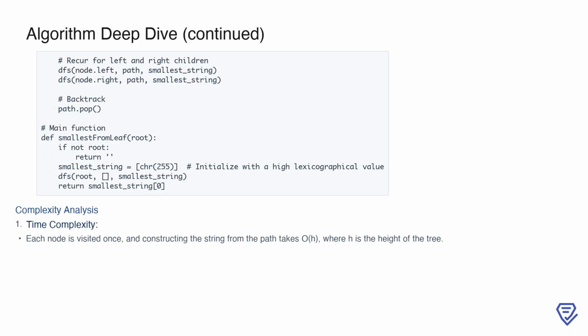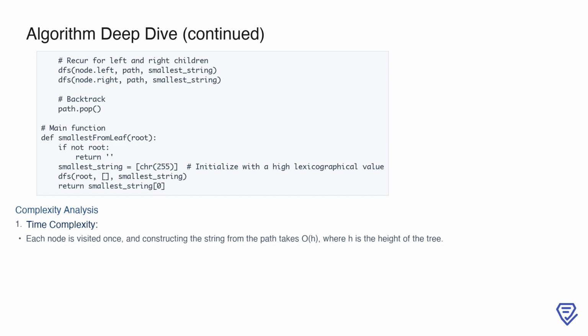The main function, smallest_from_leaf, initializes the global variable smallest_string with a very high lexicographical value to ensure that any valid path will replace it. If the tree is empty, the function simply returns an empty string. Otherwise, it calls the DFS function starting from the root, with an empty list representing the initial path. Once the traversal is complete, the global variable will contain the lexicographically smallest string, which is returned as the result.